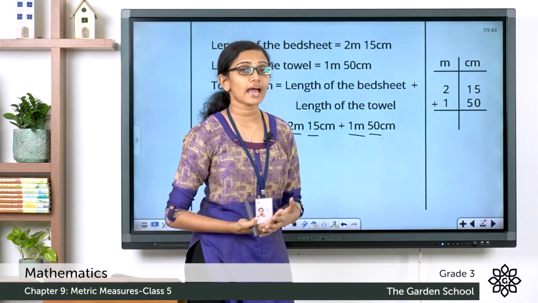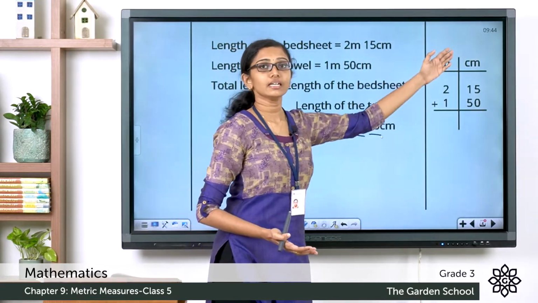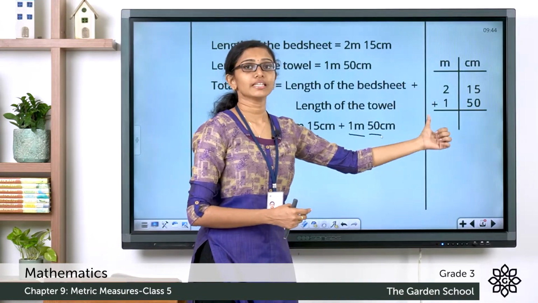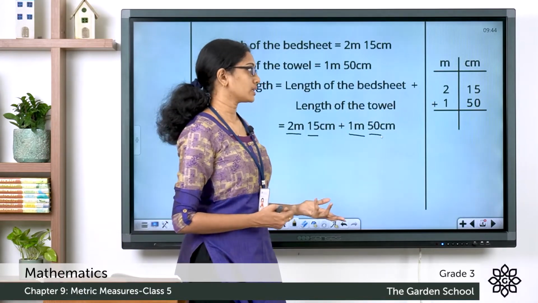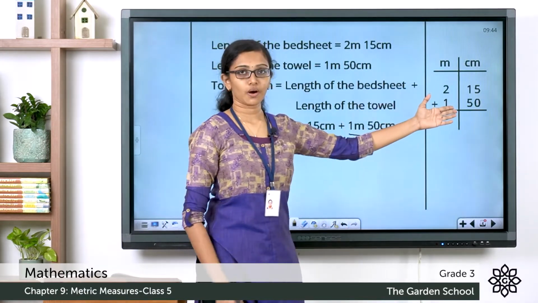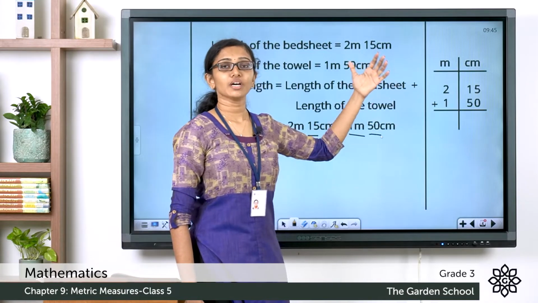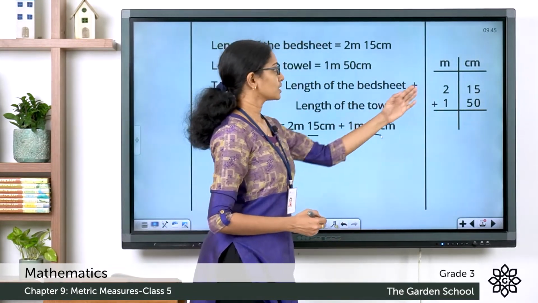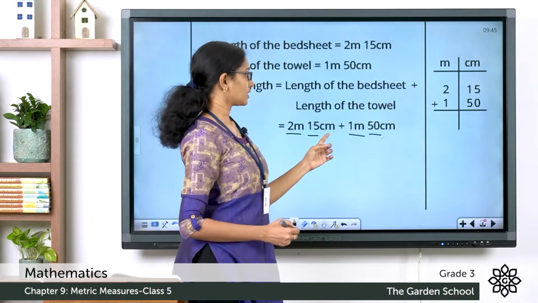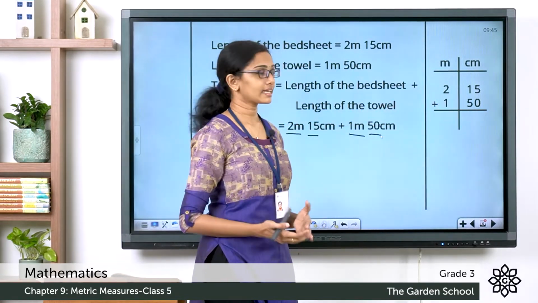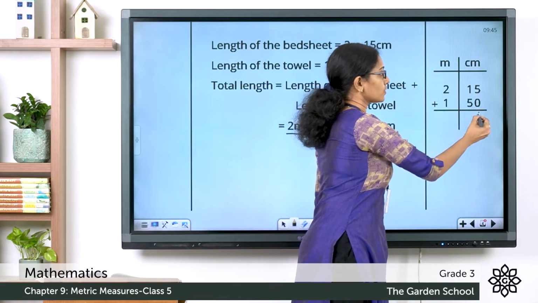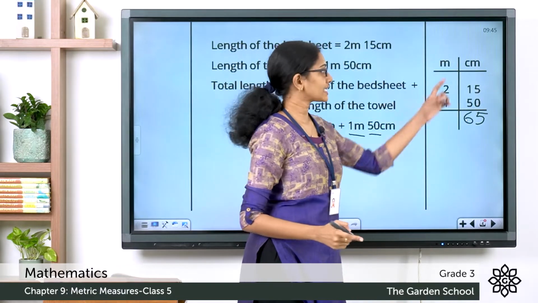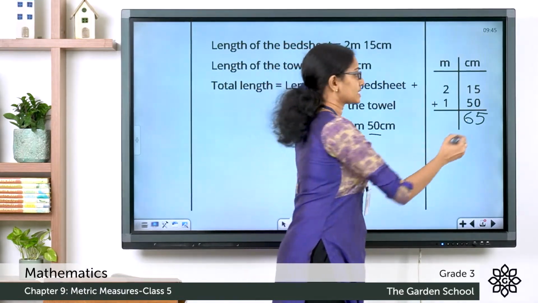Now where do we start adding them? We start adding the centimeters first. We start adding from the smaller units, then we move to the higher or bigger units. So in the centimeter column, we have this 15 centimeter and 50 centimeter. Let's add them first. So 5 plus 0, 5 here. 1 plus 5, it is 6 here. So in the centimeter column, we have 65 centimeters.